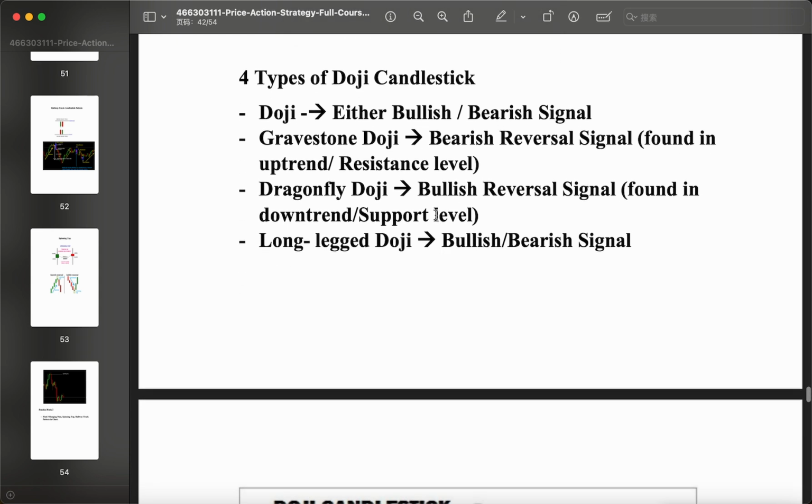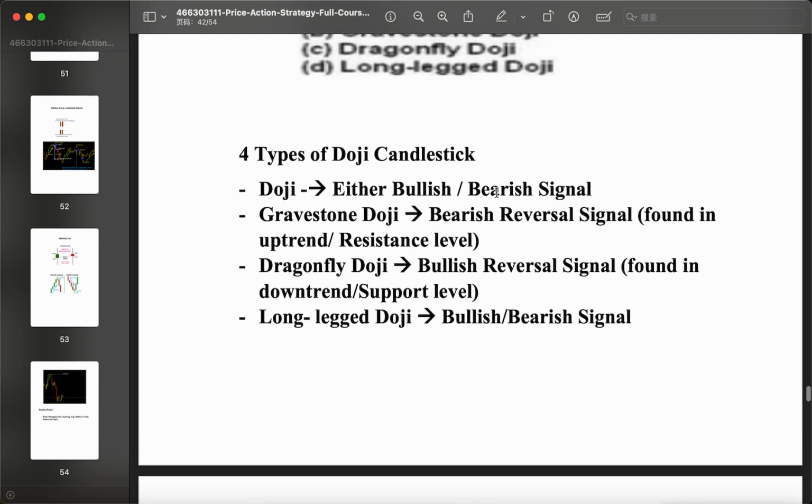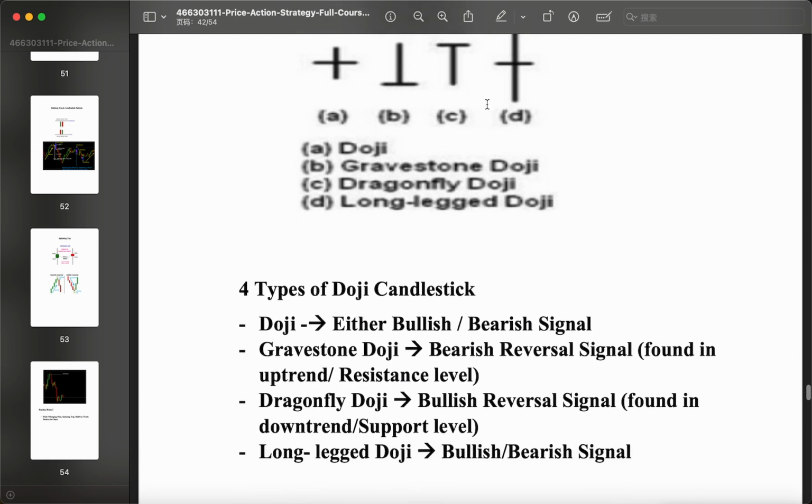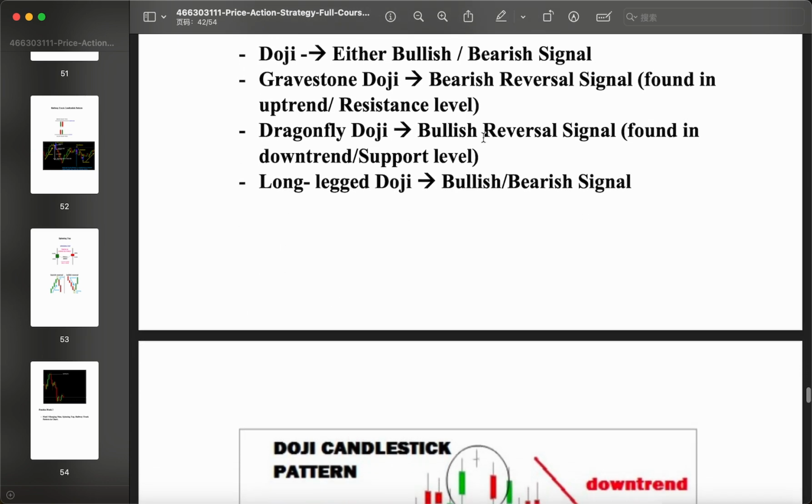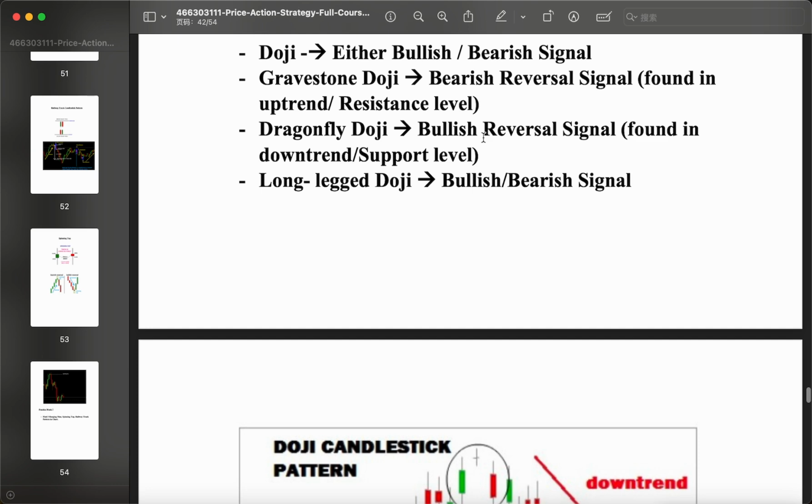The dragonfly Doji is a bullish reversal signal. When you see the dragonfly going up, it is because the price has a lot more volume. Even though you can't see that, the price has more volume and then the downside, which is why you have a crossing line here. That means it's a bullish reversal signal. You can find the dragonfly Doji in a downtrend and at a support level.